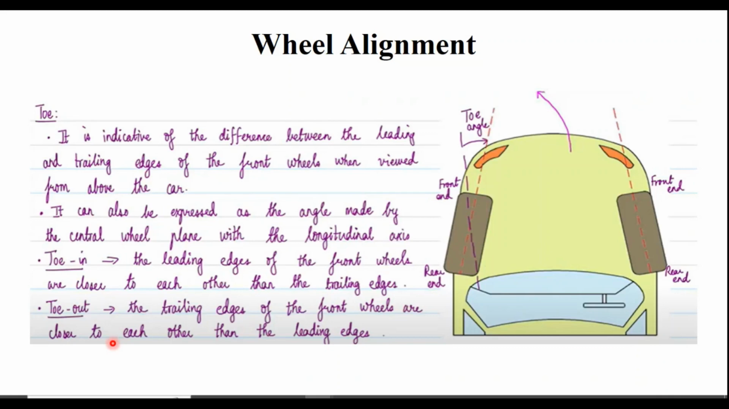So let us see what is leading and what is trailing with respect to toe in and toe out. Toe in is nothing but the leading edges of the front wheels being closer to each other than the trailing edges. And vice versa, you have the toe out, which is nothing but the trailing edges of the front wheels being closer to each other than the leading edges. So in toe in, the leading edges have the upper hand, and in toe out, the trailing edges have the upper hand.